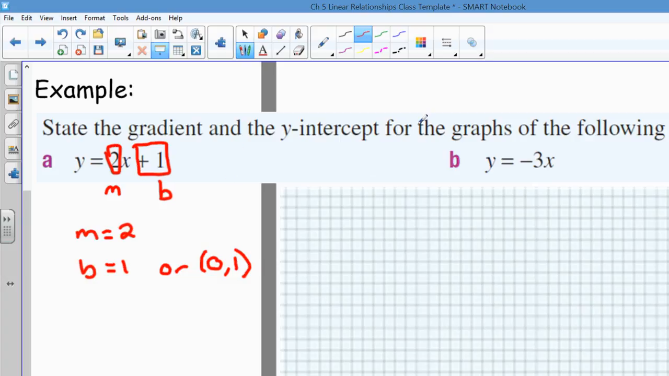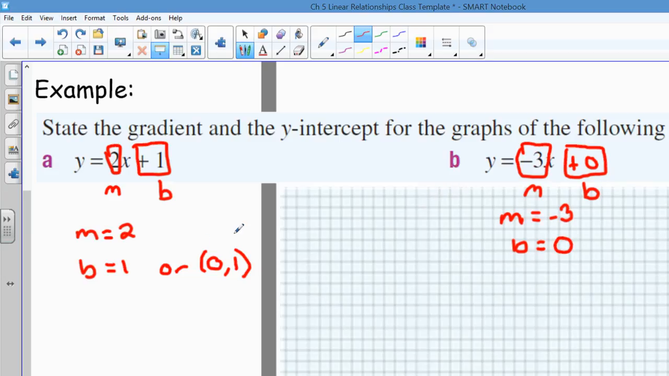And let's take a look at the second example. Again, the number that's in front of the x is your m. And then the number that's added or subtracted is your b. Well, I don't have a number here that's added or subtracted. So if I don't have a number that's added or subtracted, then the only number that would be there would be a 0. So that means that my y-intercept must be 0. So that means my graph should be going through the origin. So remember, the origin is where you pass through (0, 0). So my gradient is -3, and my y-intercept is 0.